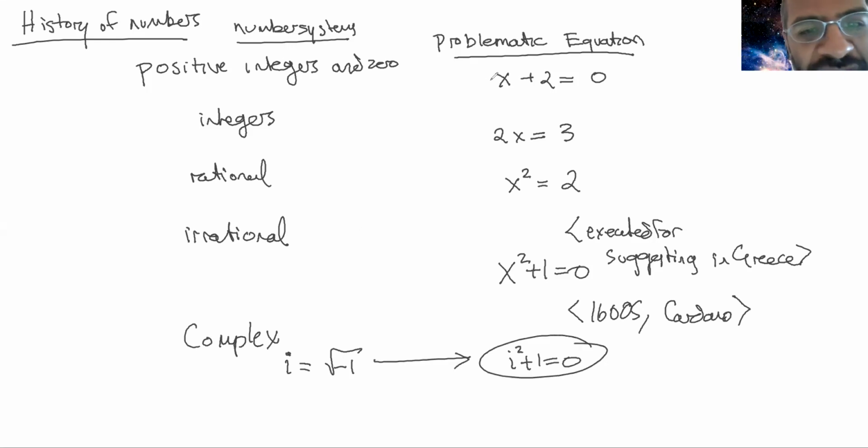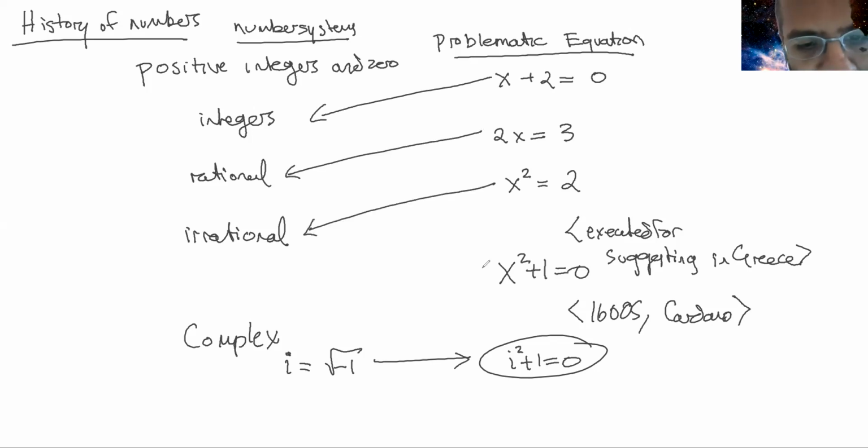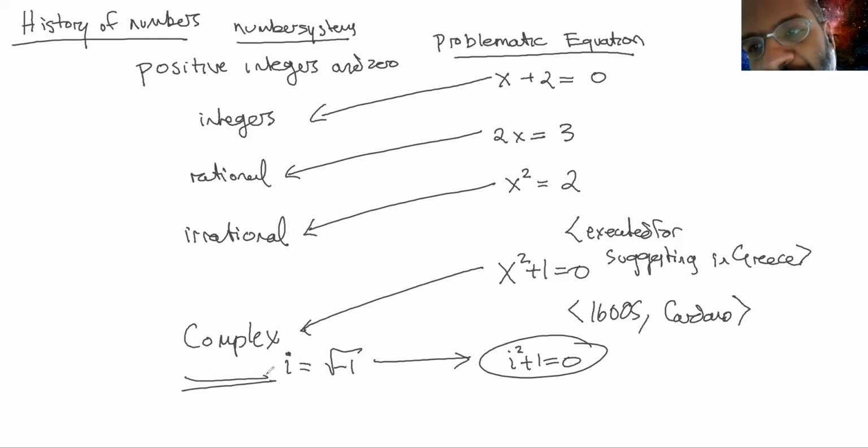Okay, so every time you had some equation that led to an extension of the number system. And you might wonder, does this go on forever? But the answer is it doesn't. Complex numbers are the last word. There are no equations in complex numbers that don't have solutions. The complex numbers are really special in that they're the end of this centuries-long quest for a number system in which equations have solutions.